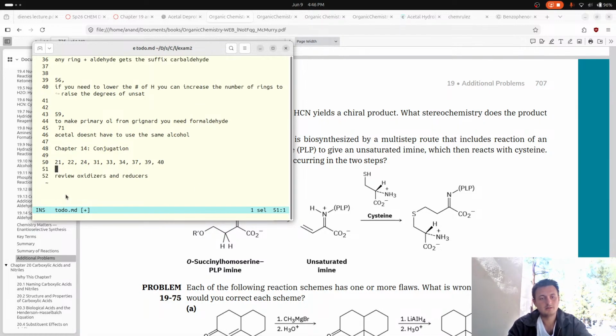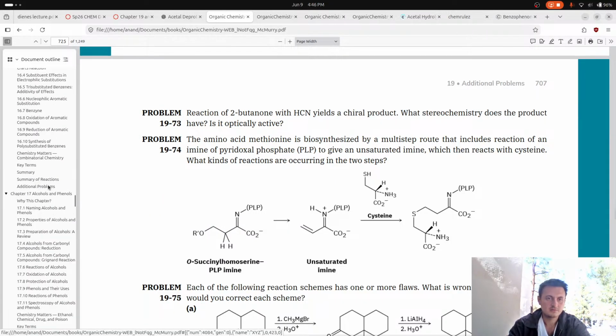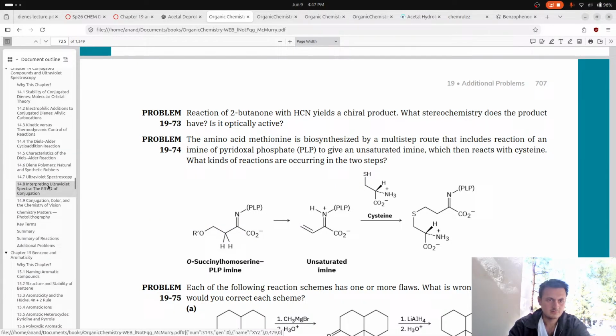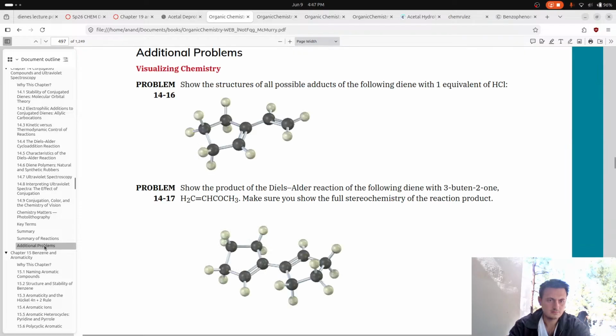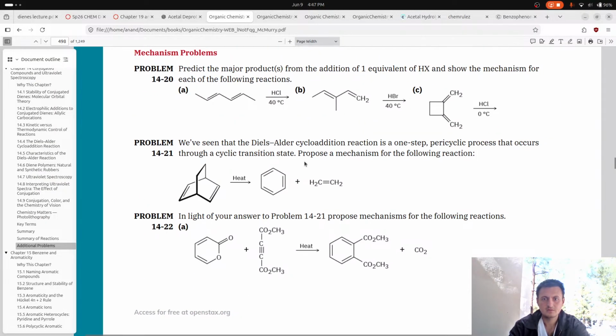All right. All right. This one's gonna be harder. Conjugation. Wait, 21. Oh, I'm fucked for these, bro. We've seen that the Diels-Alder cycloaddition reaction is a one-step pericyclic process that occurs through a cyclic transition state. Propose a mechanism.